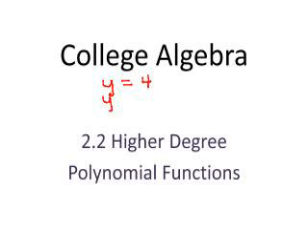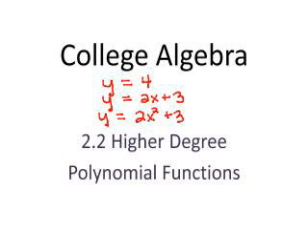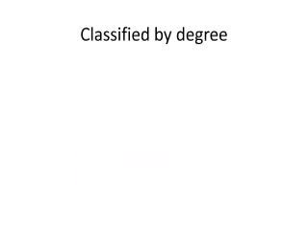Then we have linear functions, and those have a degree of 1. So like y is equal to 2x plus 3. That's a linear function. Then our quadratics, 2x squared plus 3 maybe. Okay, so we have constant, linear, quadratic. Now we're going above second degree and looking at polynomial functions of degree 3 and higher.